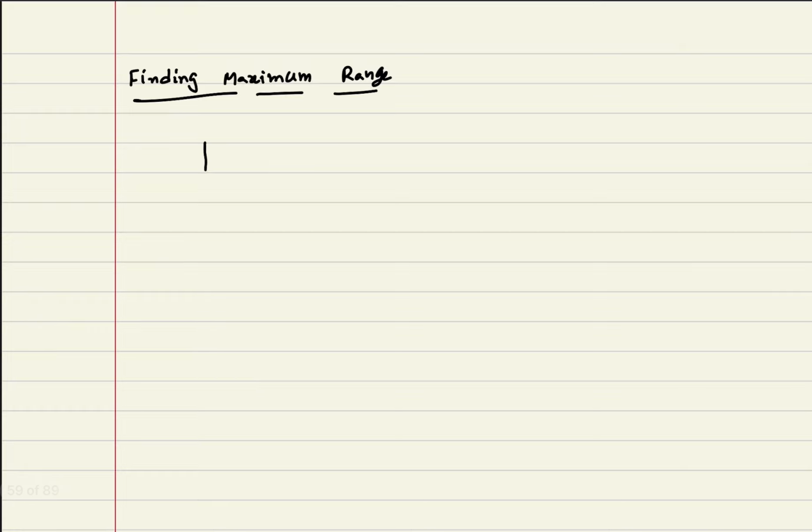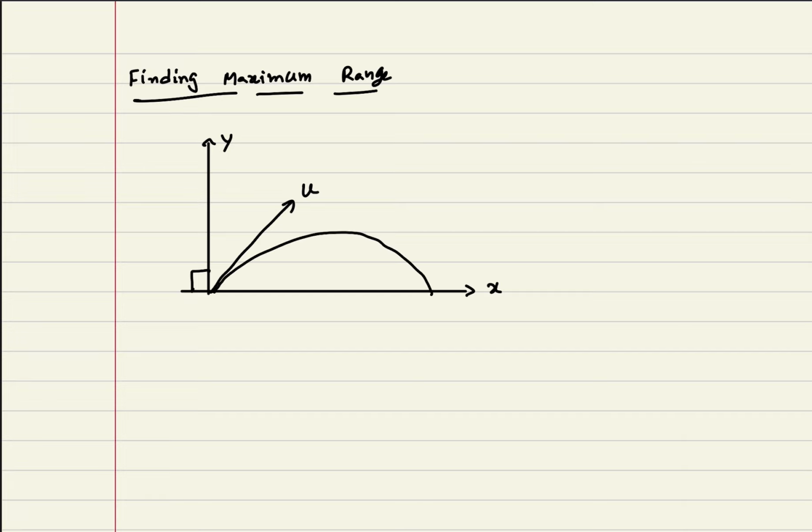Let us consider a particle is projected ground to ground with velocity u, and I have taken x-axis and y-axis, both perpendicular. In this case, to get the maximum range, every time you have to project a particle with the bisecting angle. You can see u and the x and y-axis are at 90 degrees.